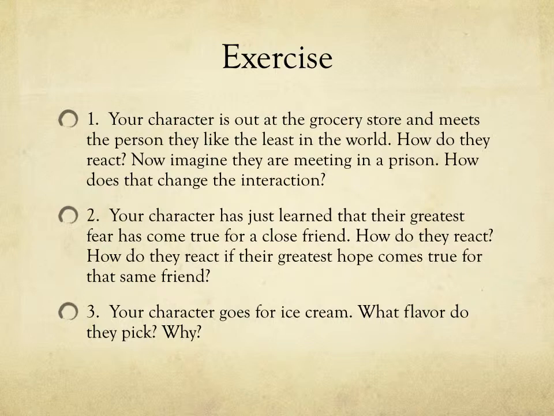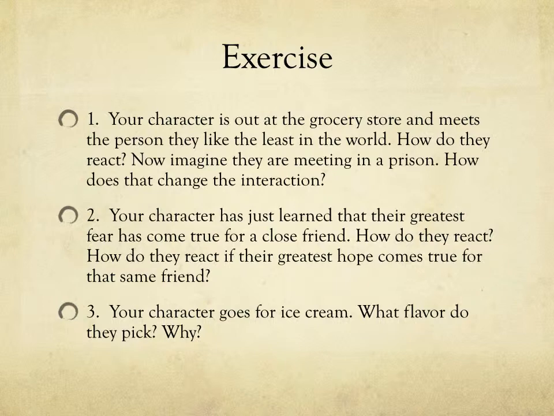And so we've come to the end of our class. So I have some exercises because sometimes it's really hard to understand how things work in the abstract, but seeing them in an exercise can help. So the first exercise is your character is at the grocery store and meets the person they like least in the world. How do they react?